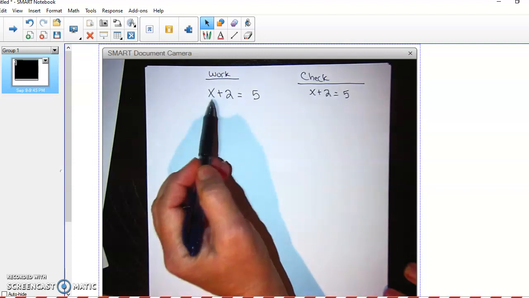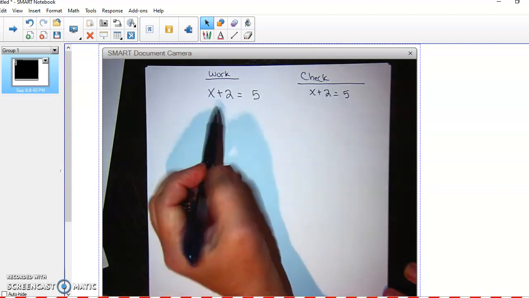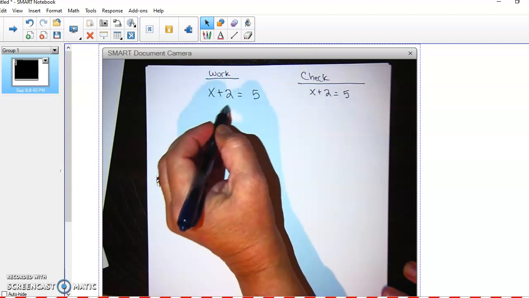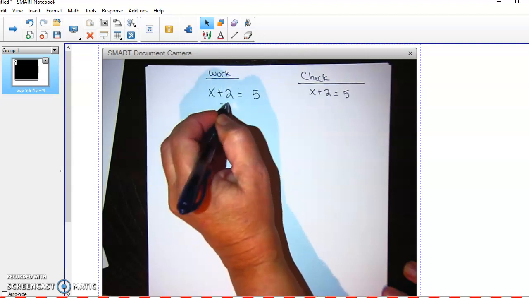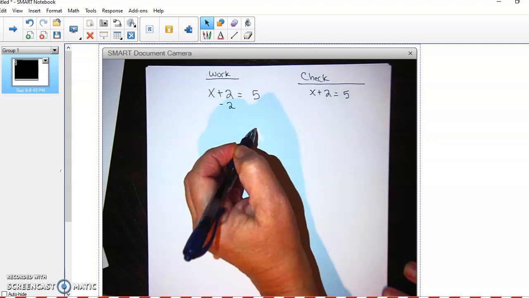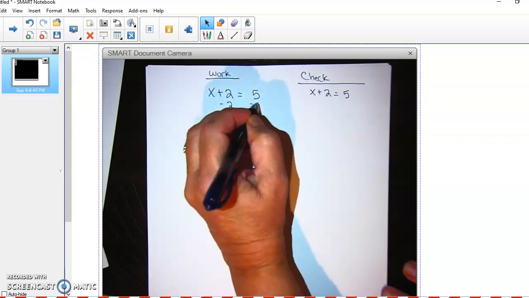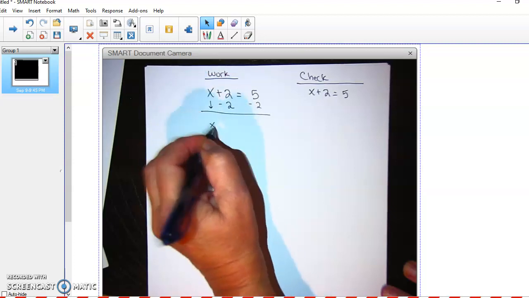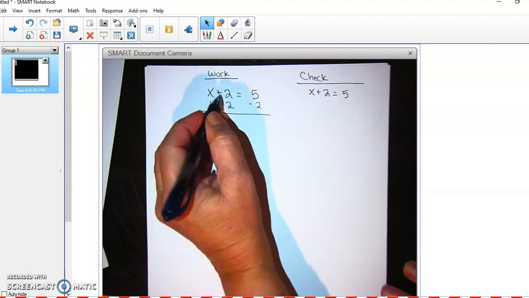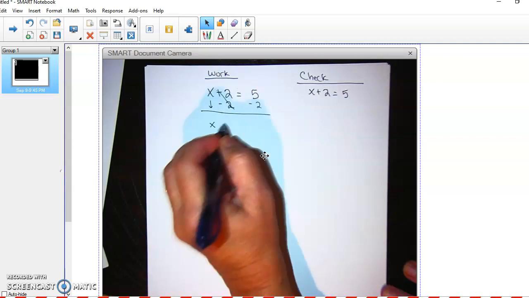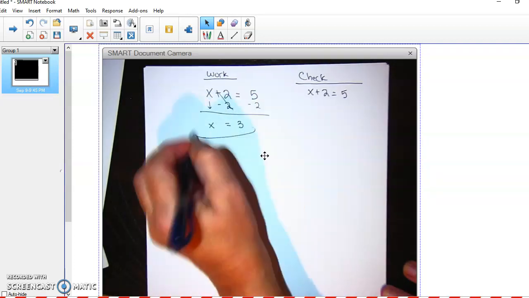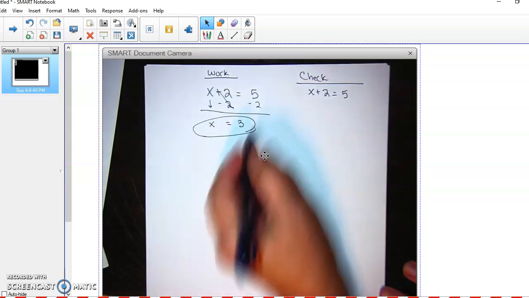We want to get this x by itself. So we're going to undo this operation right here. Okay, so that's a +2. I'm going to subtract 2. And whatever you do to one side of an equation, you do to the other. So you're going to bring down your x, and a positive 2 minus 2 is 0, and 5 minus 2 is 3. This is your answer.